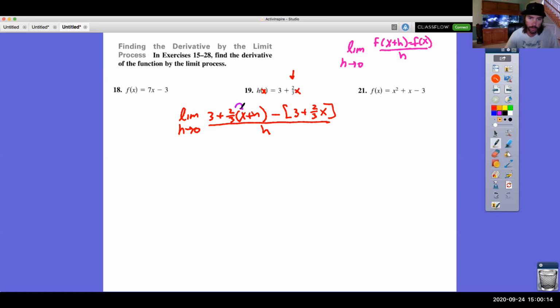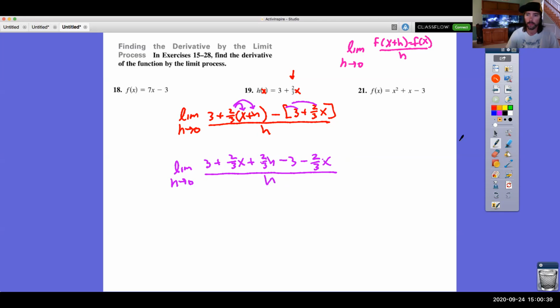All right, 2/3 times x and 2/3 times h. Limit as h goes to 0 of 3 plus 2/3 x plus 2/3 h minus, distribute the negative to both, minus 3 minus 2/3 x, all of that over h. Okay, look for things to cancel out. You got a -3, you got a +3, they're gone. You got a 2/3 x and a minus 2/3 x, they're gone.